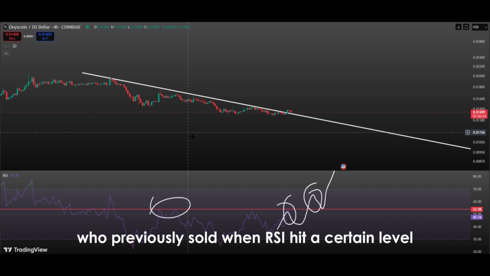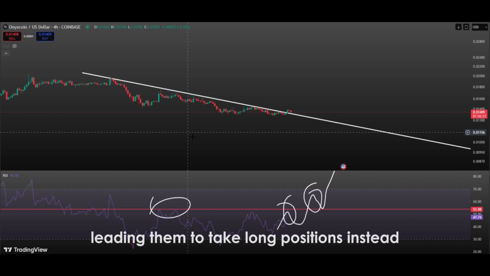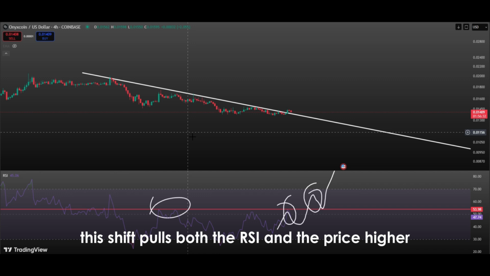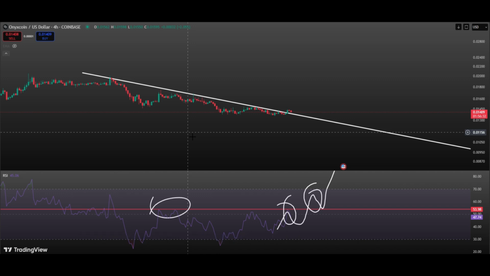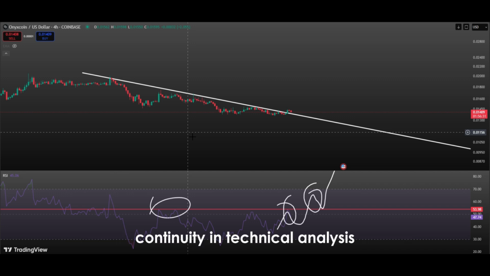Investors who previously sold when RSI hit a certain level now see that level being surpassed and believe the rally might continue, leading them to take long positions instead. This shift pulls both the RSI and the price higher. This chain reaction is based on the principle of momentum continuity in technical analysis.